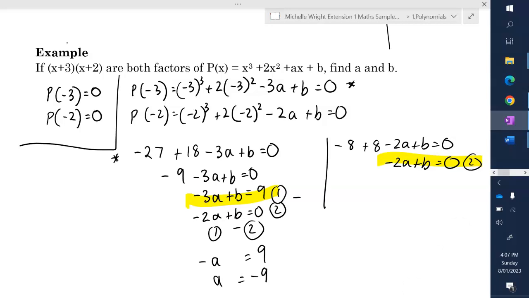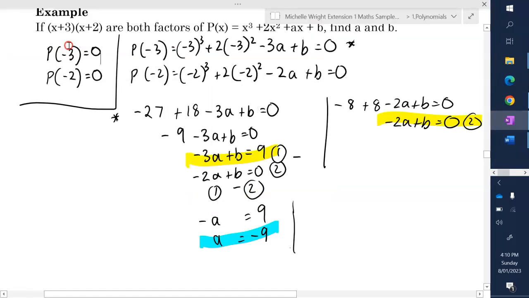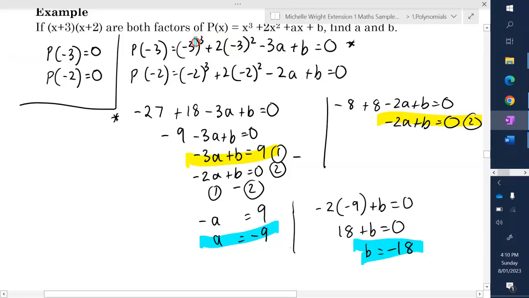Let's find us a b. You can use either equation to find your b. I might just use the second one here to find my b. So I've got minus 2 times minus 9 plus b is 0. Minus 2 times minus 9 is 18. Plus b is 0. So b is minus 18. So there are two solutions. Hopefully those are right. You guys have a go. See if you get the same solution as me.